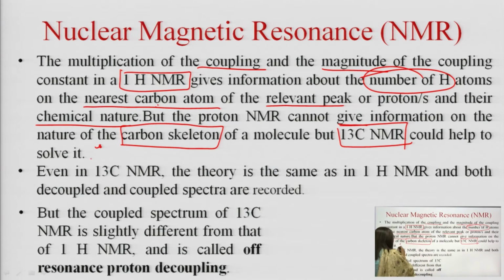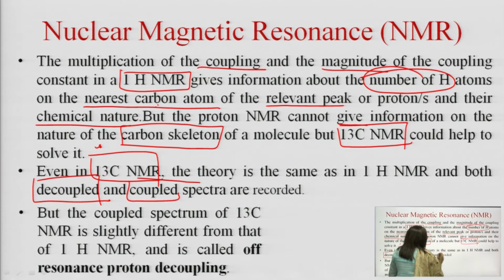Even in 13C NMR, the theory is the same: the spinning, the exposure to the radiation, absorption of the energy level, and the amount of radio frequency applied to the molecules. The difference between them will help us to compute the carbon skeleton and their nature. The theory is completely the same for both techniques.